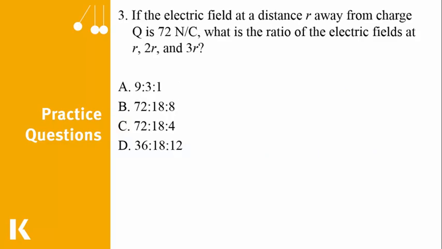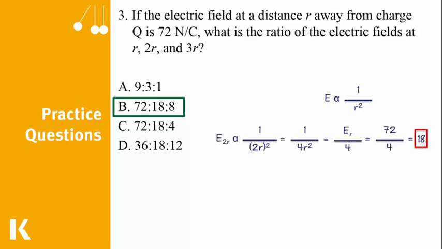Here we're asked about the ratio of electric fields at different distances. This sounds like a proportionality problem. Take a second and pick an answer. Our answer is B. If you remember back to our electric field equation, the electric field is inversely proportional to the square of the distance from the source charge. If we double the distance, we get a fourth of the electric field, which is 18. If we triple the distance, we get 1/9 of the initial electric field, which is 8. So our ratio is 72 to 18 to 8.